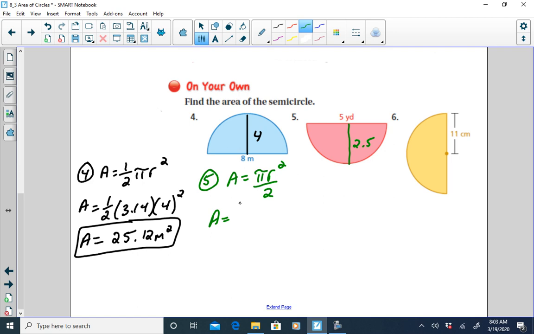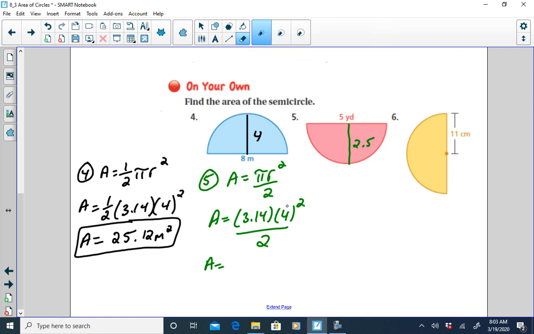Area is going to be equal to, for pi we're going to use 3.14. My radius here is going to be 4. We're going to have to square that, but don't forget to divide that by 2 because we're finding the area of a semicircle. Area is going to be equal to 4 squared is 16. I'm sorry, my mistake. We're doing problem 5, so let me redo that. All right, problem 5, 2.5 is the radius here, so let me fix that.